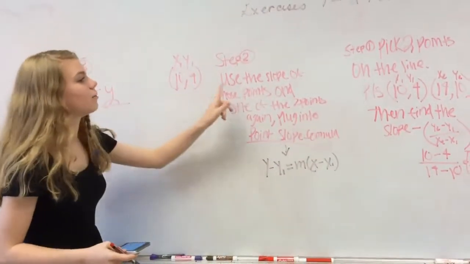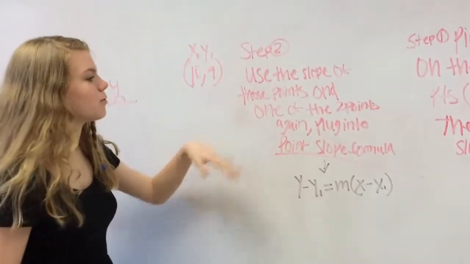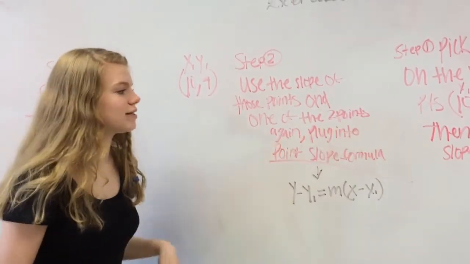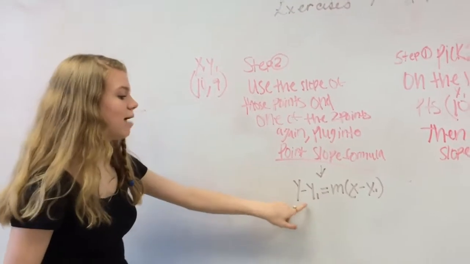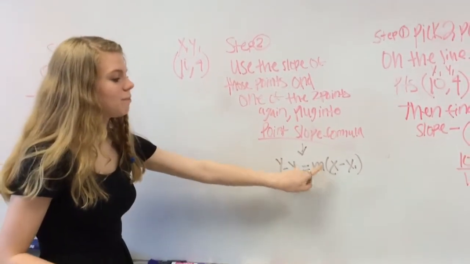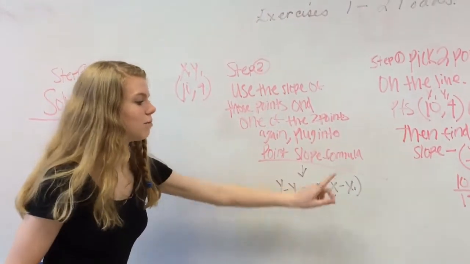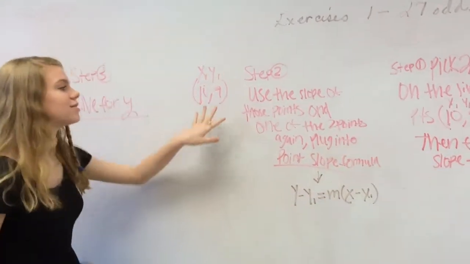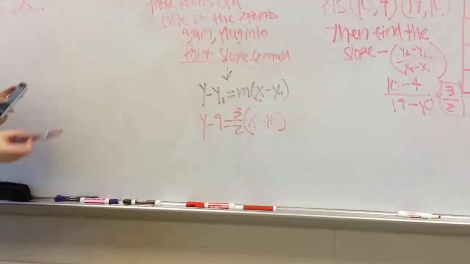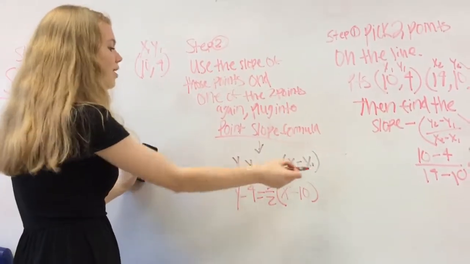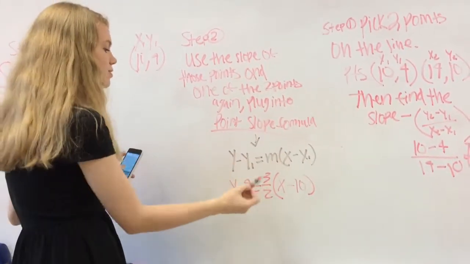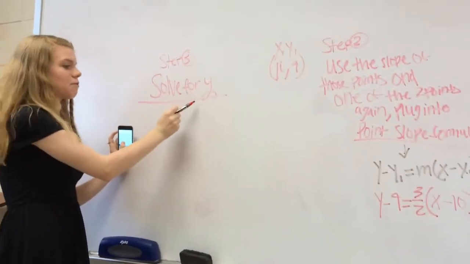Step 2 is you're going to use that slope, 3/2, and one of the other 2 points again, and we're going to plug it into the point slope formula, which is y minus y1 equals m(x minus x1). The point we're going to use is (10, 4). Okay, so now that we have plugged in our x1 and y1, all we're going to do is solve for y, which is actually our step 3.